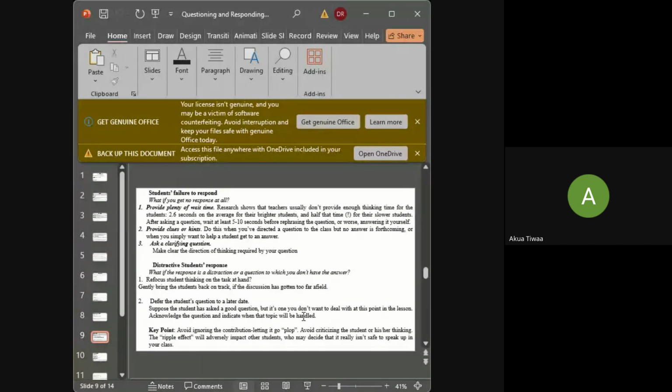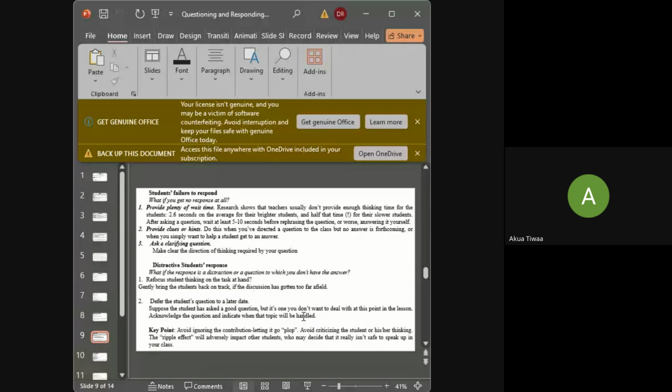Research shows that teachers usually don't provide enough thinking time for the students. It is 2.6 seconds on the average for their brighter students and half that time for the slower students. That is what research is saying. So after asking a question, wait at least 5 to 10 seconds before rephrasing the question or, worse, answering it yourself. Again, you need to provide cues. And then you also ask a clarifying question.